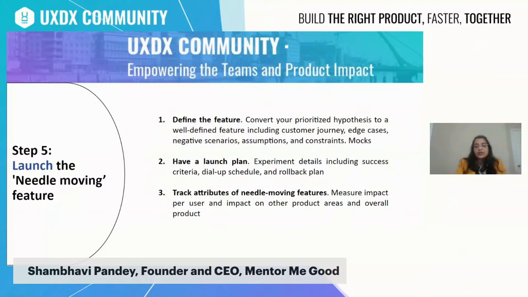So when you're launching something as an experiment, include the experiment details. What would be your success criteria? What is the dial-up schedule and rollback plan? The third point here is the difference, where you need to track the attributes of needle moving features. When you launch this as an experiment, you should measure the impact per user, because that's the key of a needle moving feature. You should also see how it impacts the other product areas. So, for example, in LinkedIn messaging, if you have a high reply rate with this feature, are people using more of other LinkedIn features because of this?